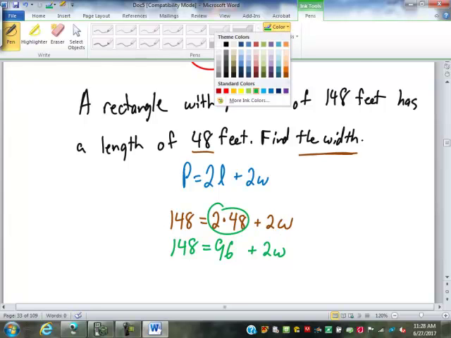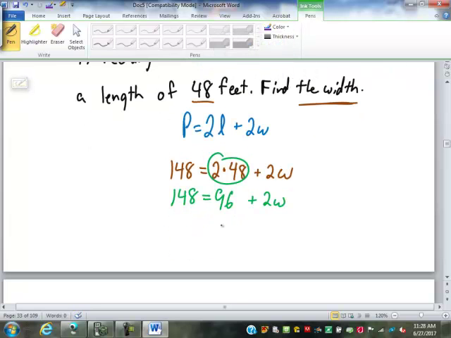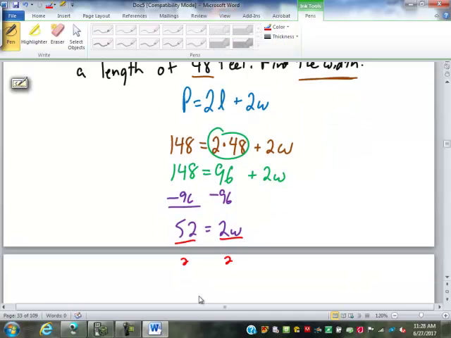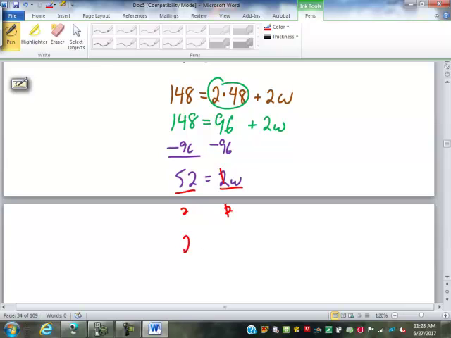And then subtract the 96. 52 equals 2W, and then divide by 2. Very good. 26 is W. So it's 26 feet.